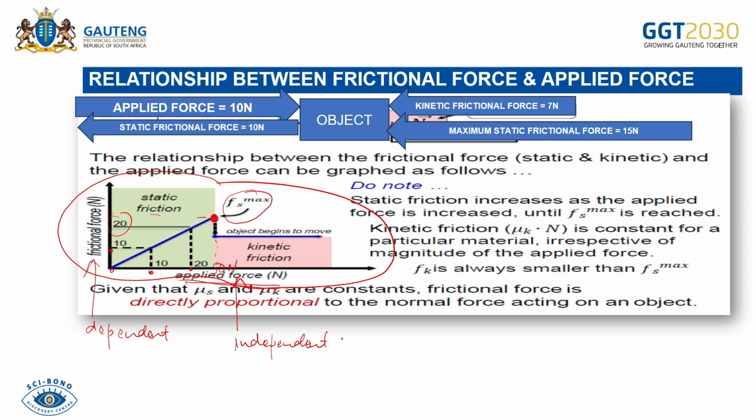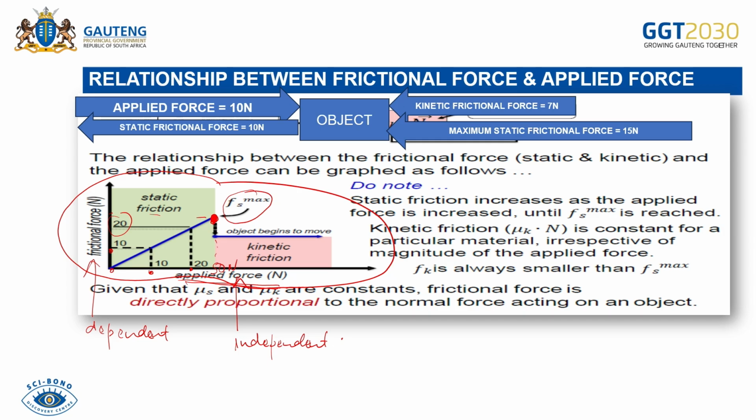the maximum static friction. So that is the maximum static friction. It is the force that opposes the tendency of motion of a stationary object just before the object will start to move. So I'm having the maximum static friction there.